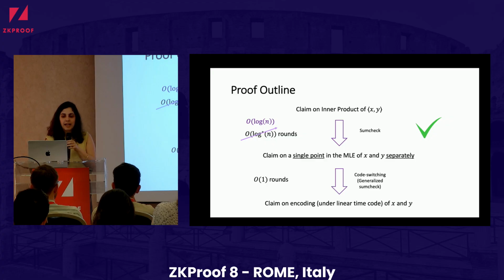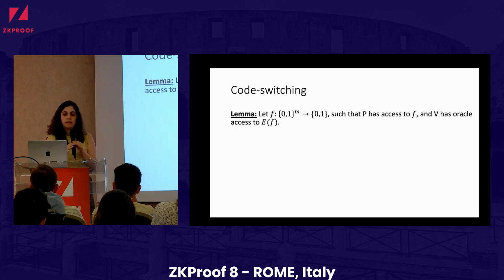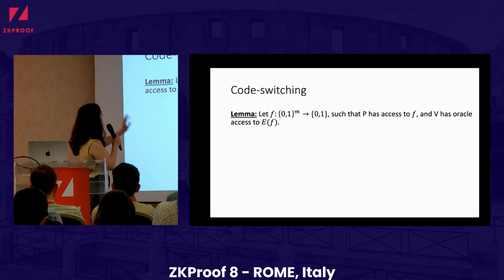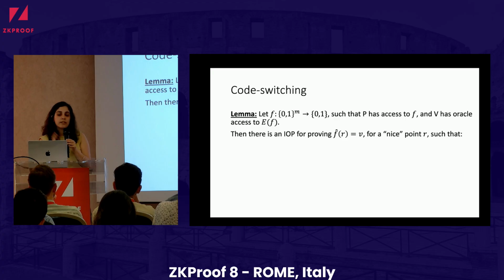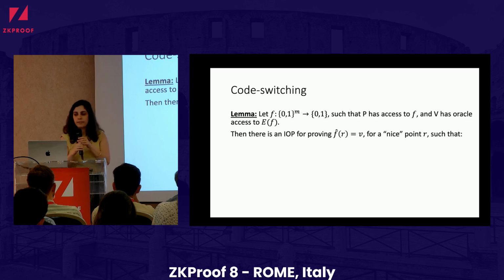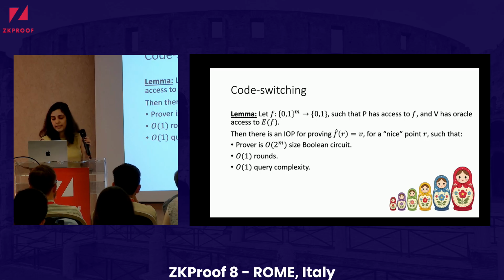Okay, so this half we saw. Let's talk about the second half. So we want to do code switching. So let's make this more specific. So we have some function f, where P has access to f, and V has oracle access to the encoding of f. Then there's an IOP for proving some point of the MLE, right? This is what we want. It's for a nice point, such that the prover is linear. There's a constant number of rounds, constant query complexity.